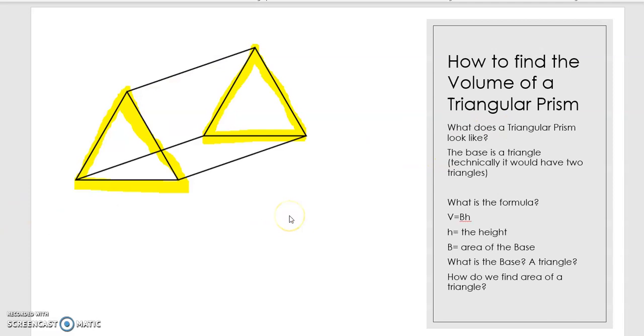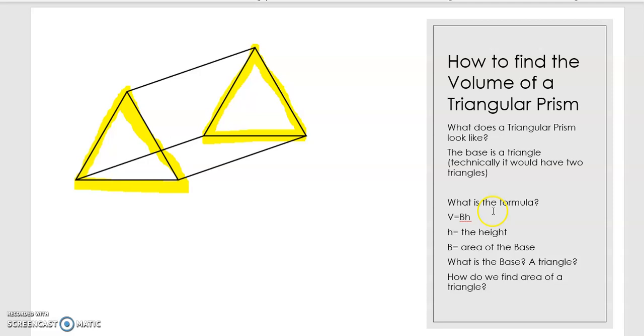But let's talk about a triangular prism. What does a triangular prism look like? Well, the base is a triangle, and then technically it would have two triangles. So I highlighted the triangles for you so you can clearly see them. And then they're connected. So these vertices are connected to the other vertices. See that?